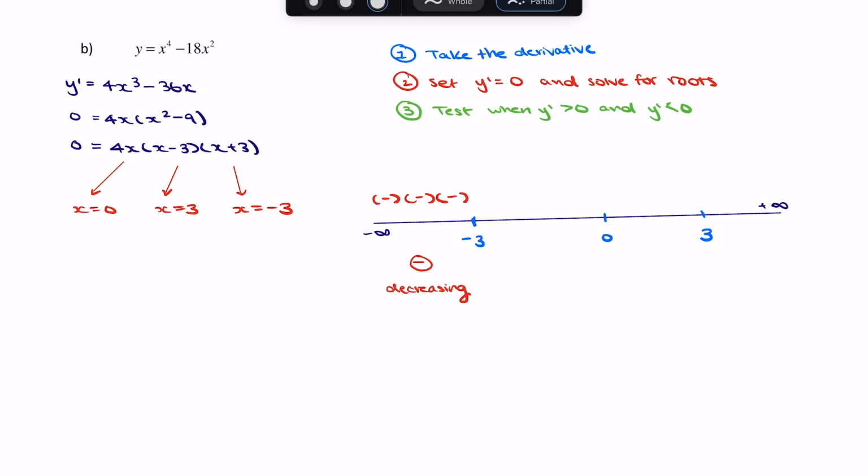Then from negative 3 to 0, sub in negative 1, for example. 4 times negative 1 gives us a negative value. Negative 1 minus 3 gives us a negative value. And negative 1 plus 3 will give us positive. So negative times negative will give us positive, times positive, still positive. So we see that from negative 3 to 0, it is increasing.